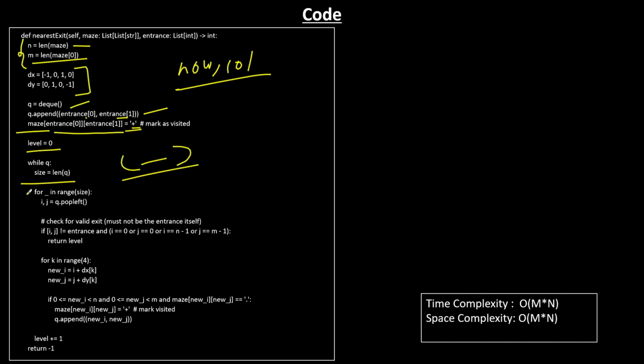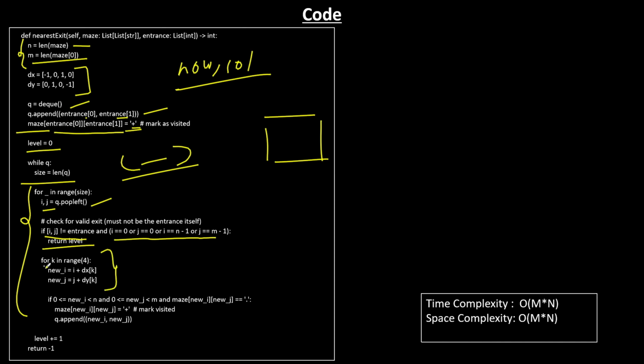Okay. We go for the range. We pop the values i and j, row and column. We check if ij is not equal to the entrance, and secondly, whether either of the values is in the first row or first column, last row or last column. If it is, then we just return the level immediately. No need to go anymore.